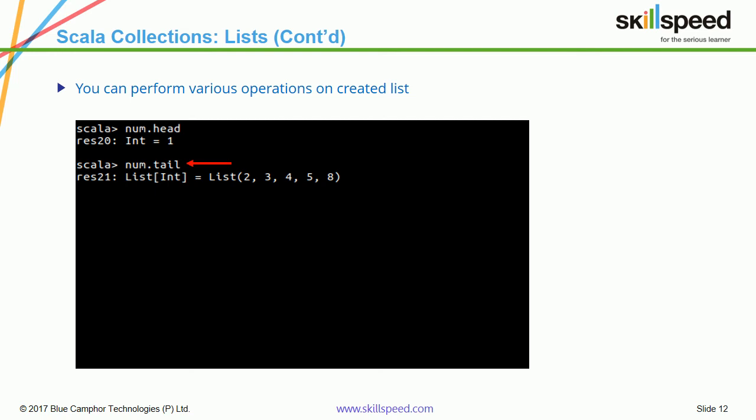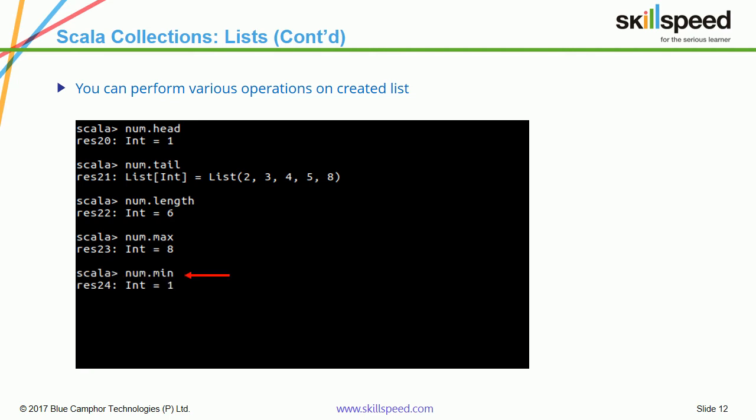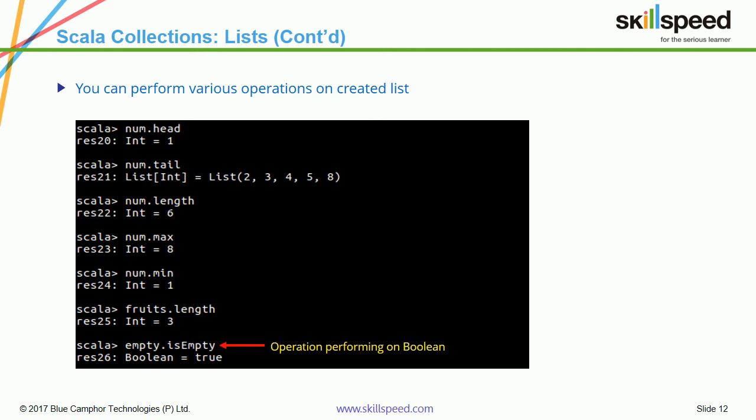You can also use the .length function to get the length of the list. The .max function returns the highest number. The .min function returns the lowest number. And on the string list also you can perform the same operations. You can do fruit.length, which says that the size of the list is 3, and there is a special function called .isEmpty, which returns a Boolean value.